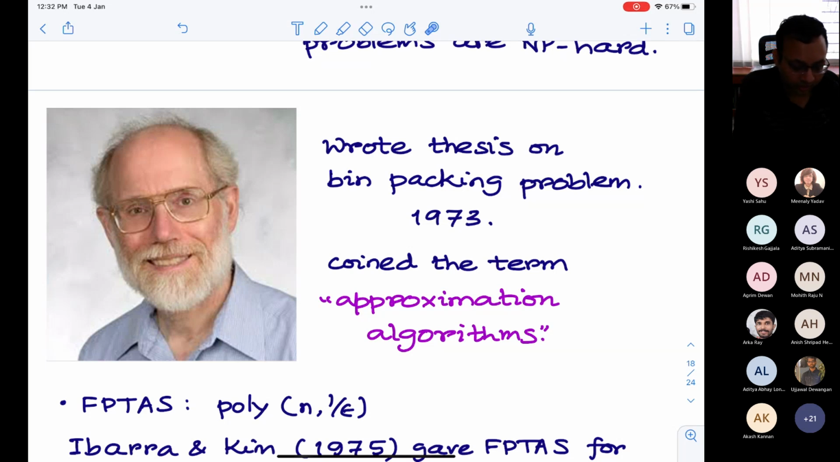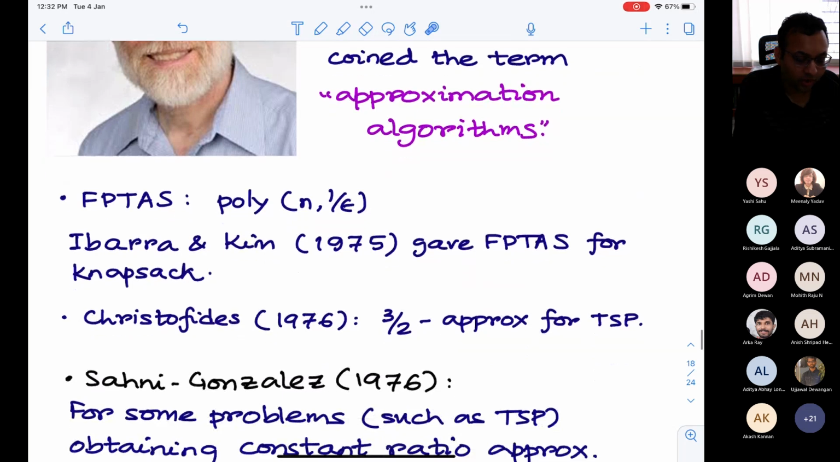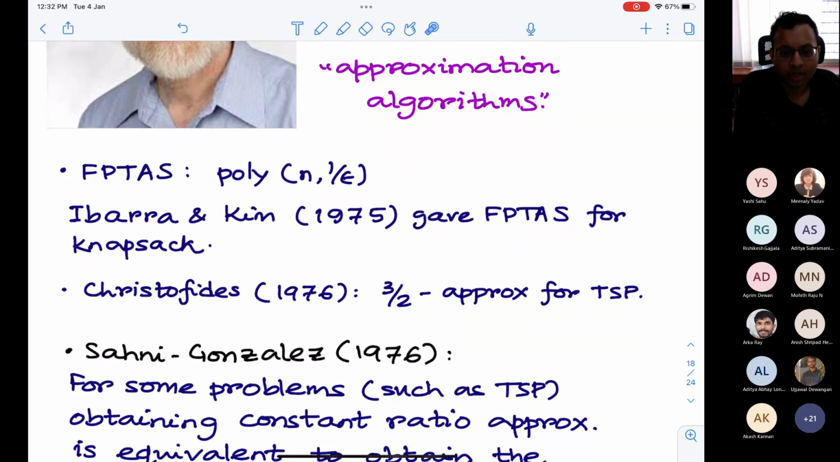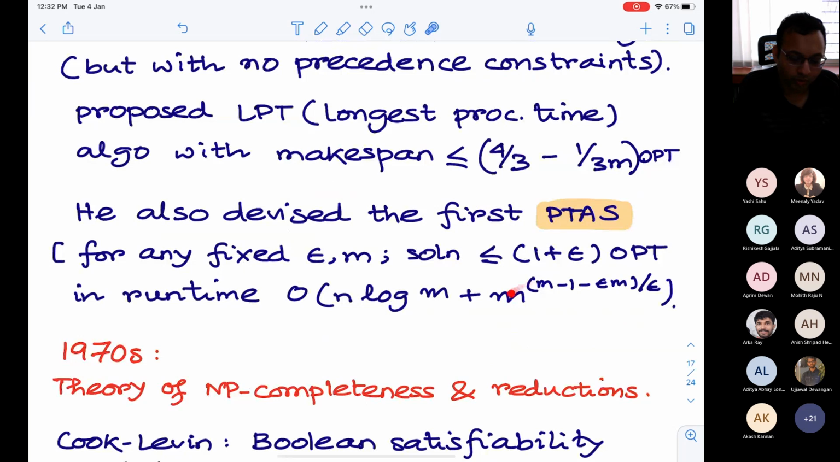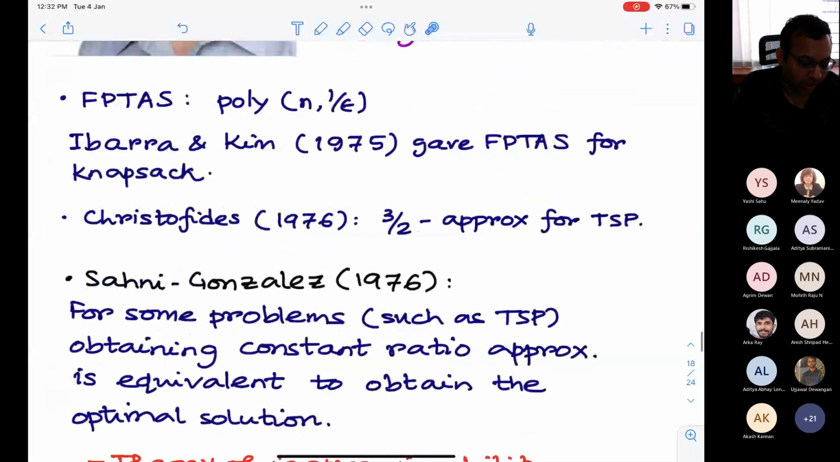Then people made even further progress, and they showed FPTAS, a fully polynomial time approximation scheme. For the knapsack problem, Ibarra and Kim showed that you can go beyond a PTAS and get an algorithm which is polynomial in n and 1/epsilon. The previous one, for example what we showed, was not polynomial in 1/epsilon. Ibarra and Kim showed that you can do better and get polynomial in n and 1/epsilon.